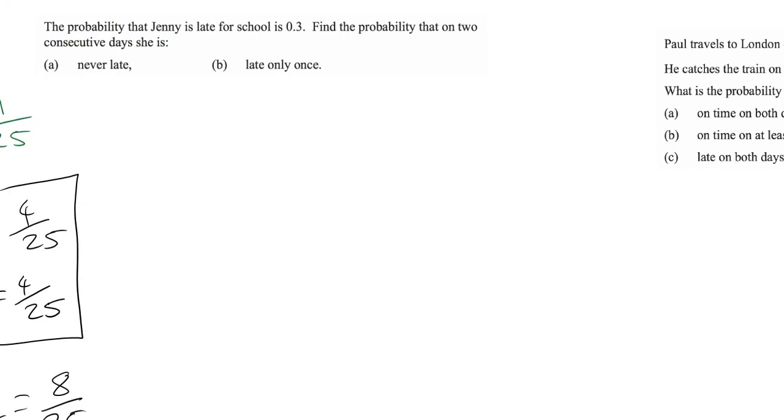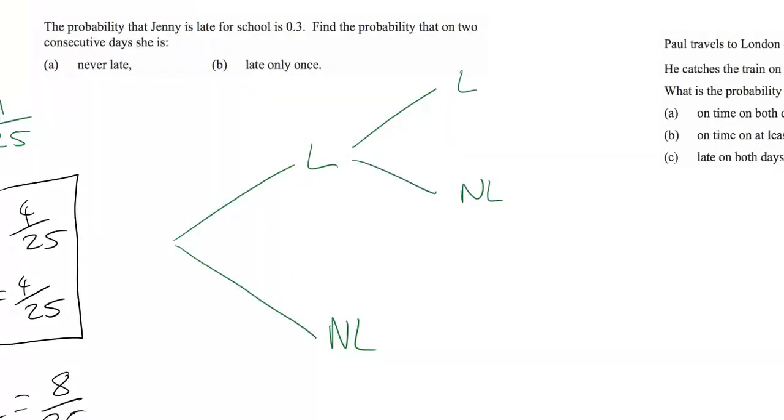Okay, final example, or maybe, sorry, penultimate example. The probability that Jenny is late for school is 0.3. Find the probability that on 2 consecutive days she is never late or late only once. Right, let's get started. We'll do this one nice and quick. Okay, we can see that she's either late or not late, late, not late, late, not late. So those are the branches of our tree.